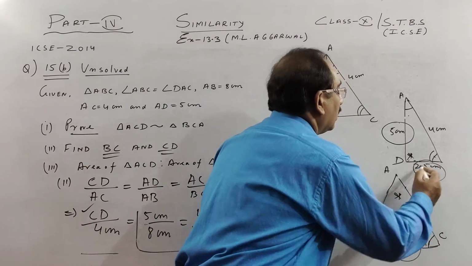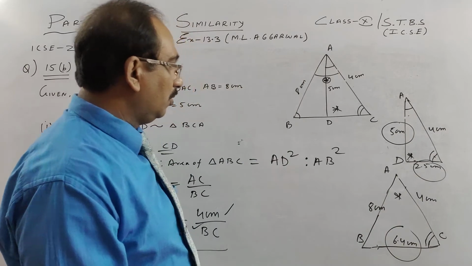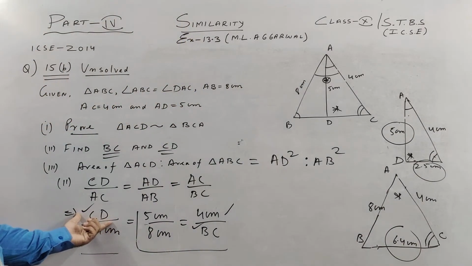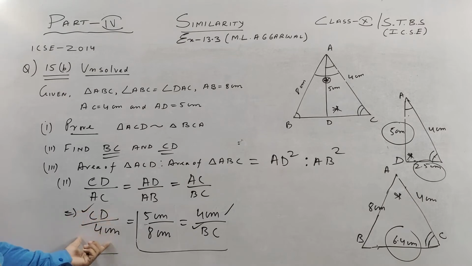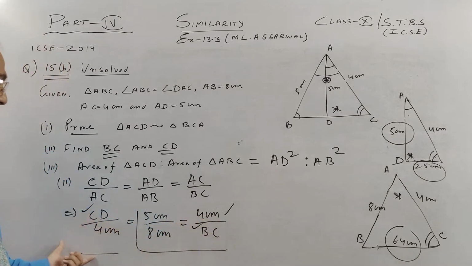Okay, and they are in decimal. So you could have taken this ratio also. Okay, like that I have written. We got the answer CD, so the same answer you will get. CD is 2.5 by 4, 5 by 8, or this is 4 by 6.4. You could have taken any, but I take the one where the values are given.